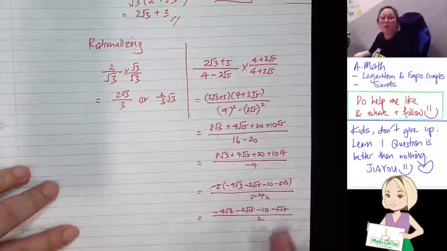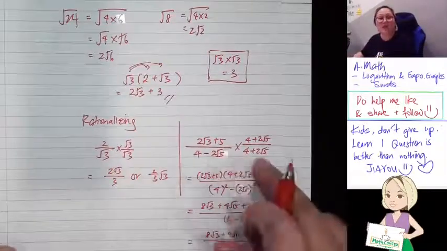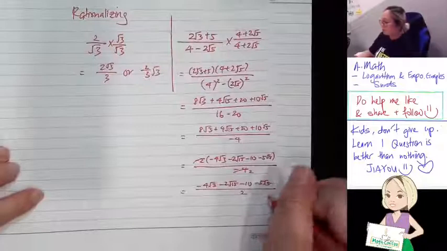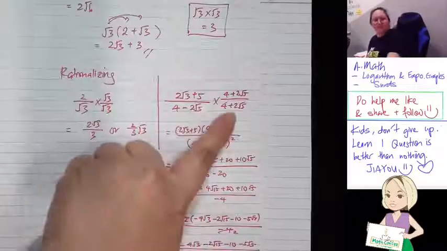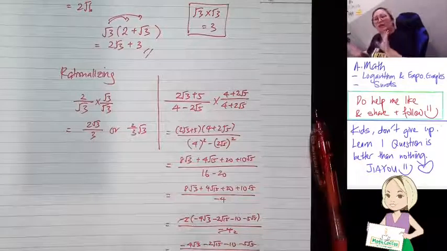Okay, usually you only have 2 terms. This one is because I just came up with a random question. I just want to show you how to rationalize. Understand? Okay, so 2 types of rationalizing.